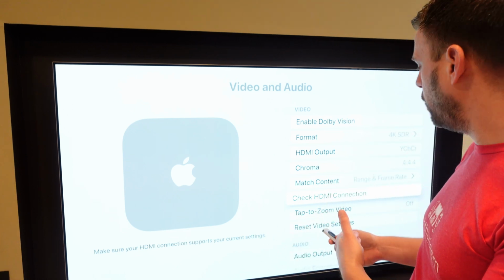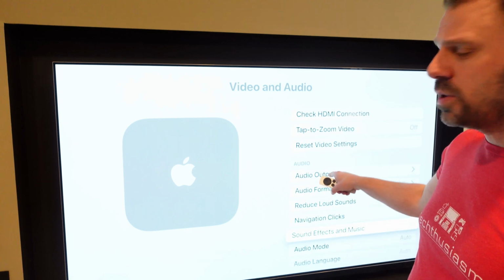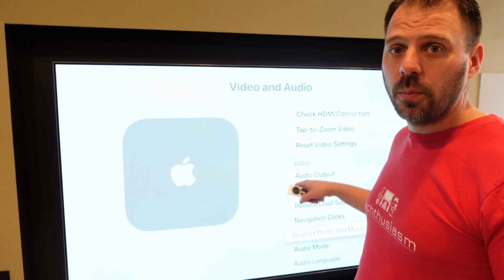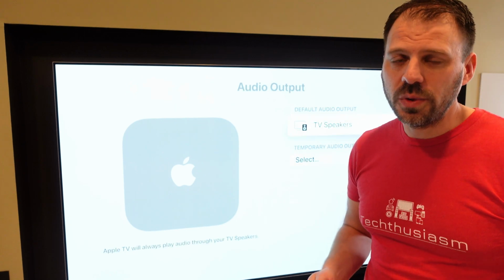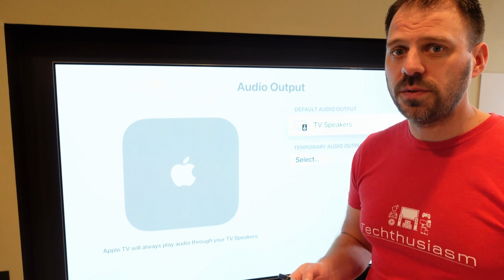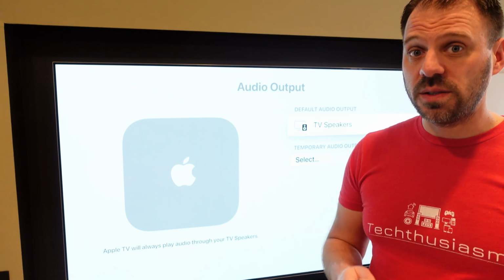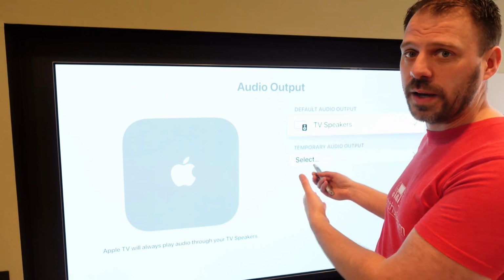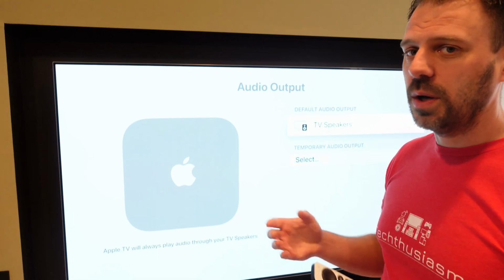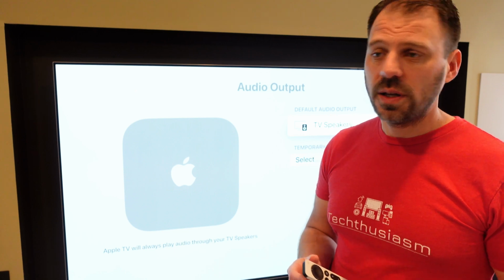In the same menu, if we go down a little further, eventually we get to the audio section. We can see two options here, an audio output and an audio format. You really shouldn't have to change this. If the Apple TV negotiates the right capabilities of your system, this should just be set by default. In terms of output, here it says TV speakers. All that really matters is that you want the Apple TV outputting to whatever it's connected to.